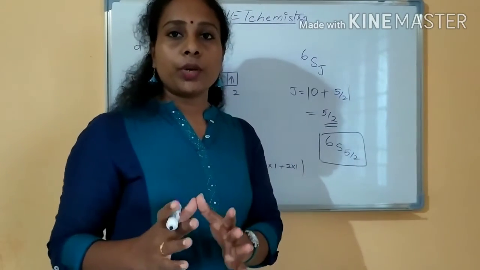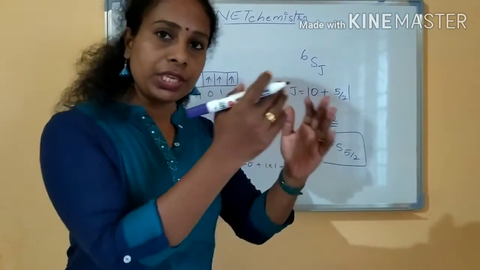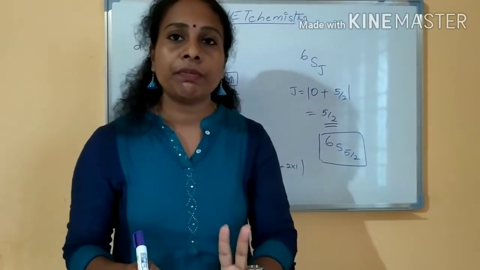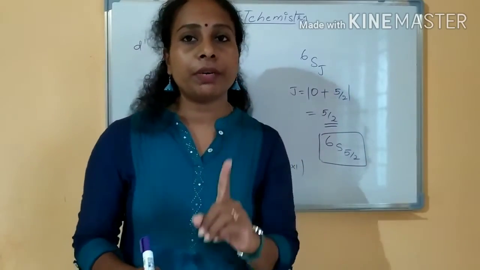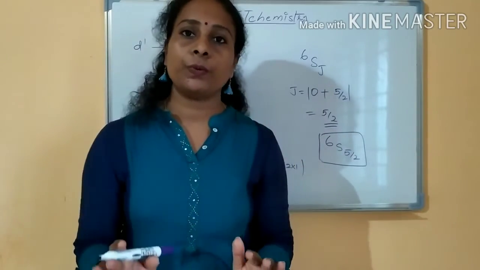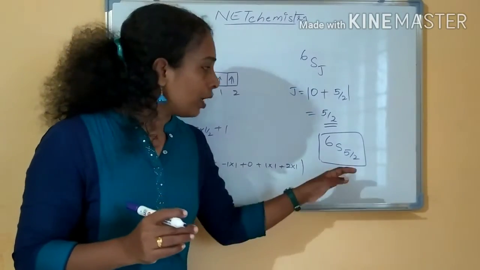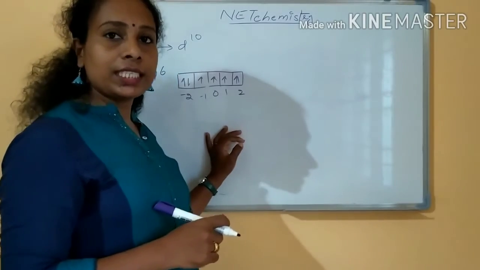Only for half filled orbitals, only one J value you will be getting, so no need to get confused. If it is less than half filled or more than half filled, you will be getting 2 J values, and out of that you have to select. If it is a half filled orbital, only one value you will be getting, and that will be the ground state term symbol. Here D5 is the half filled orbital, and the configuration is 6S 5 by 2. Clear? The next one is the D6 configuration.